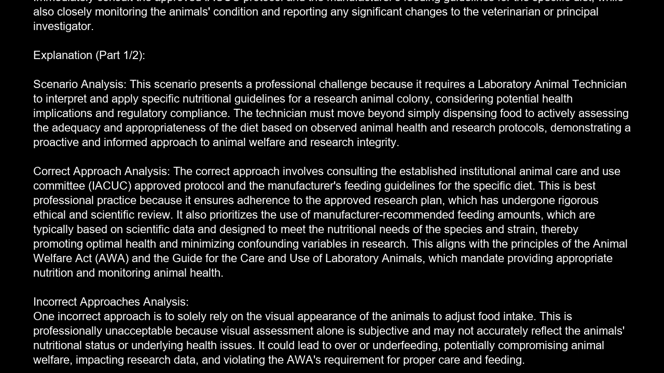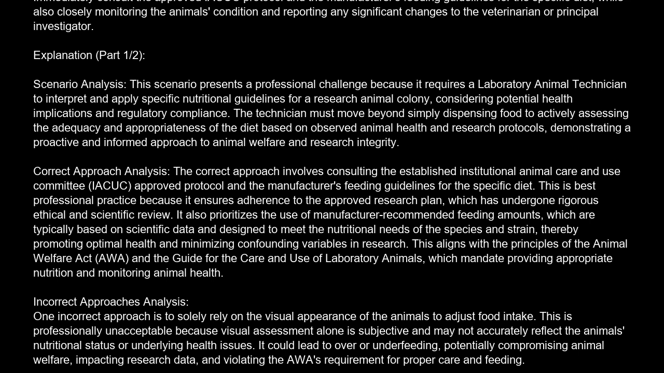Explanation. Scenario analysis. This scenario presents a professional challenge because it requires a laboratory animal technician to interpret and apply specific nutritional guidelines for a research animal colony, considering potential health implications and regulatory compliance. The technician must move beyond simply dispensing food to actively assessing the adequacy and appropriateness of the diet based on observed animal health and research protocols, demonstrating a proactive and informed approach to animal welfare and research integrity.